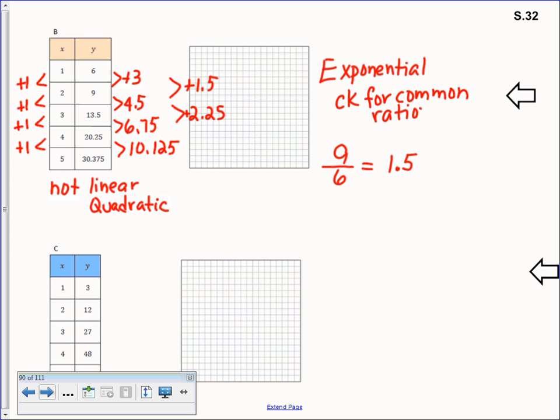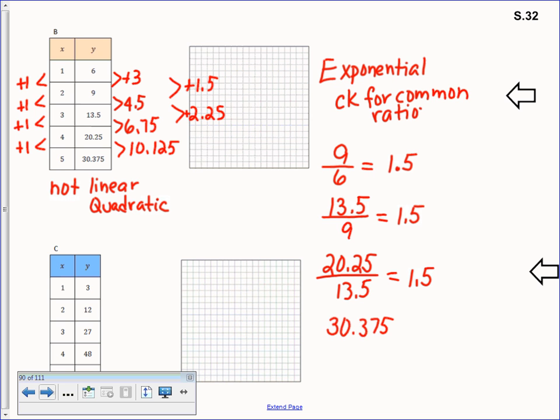When I take a look at the next two ordered pairs for the ratios, 13.5 divided by 9, and I do that in my calculator again, I am going to get 1.5. Ooh, I think I may have found something. When I try the next one, and you have to try all of these, 20.25 divided by 13.5, sure enough, again, I get 1.5 as my ratio. And then try the last guy, 30.375 divided by 20.25. Again, I get 1.5. So I did find that I have a common ratio.